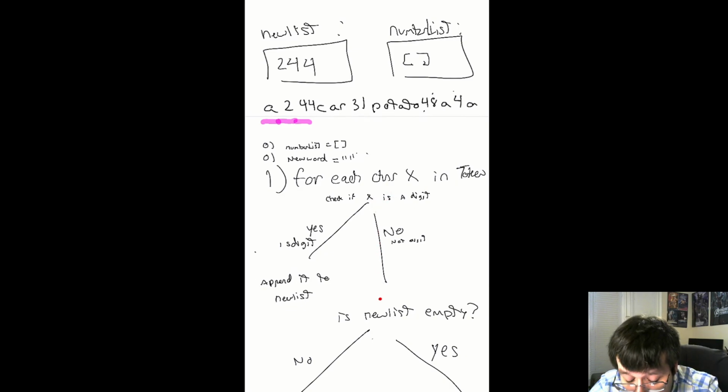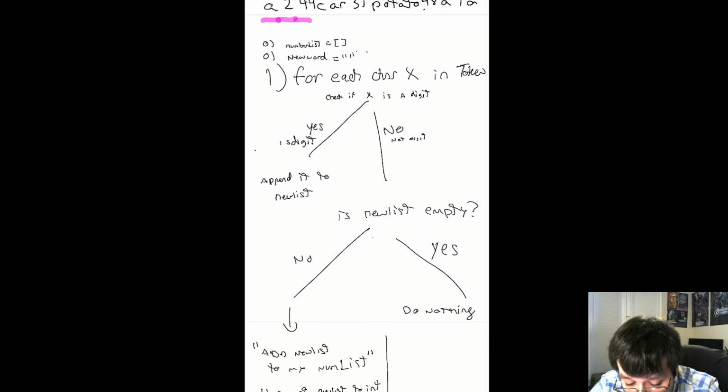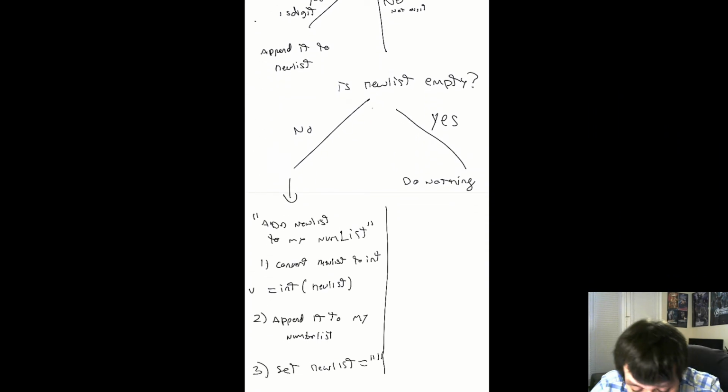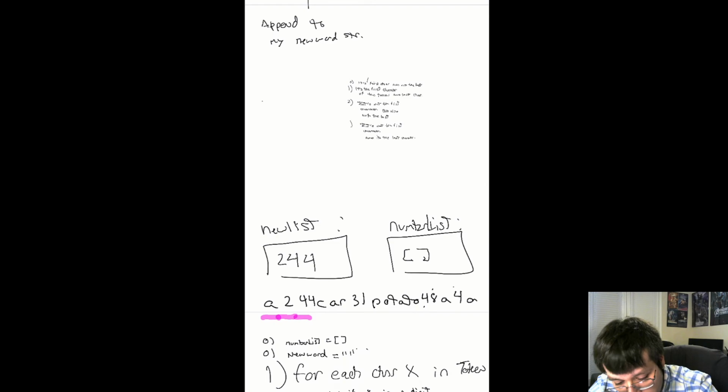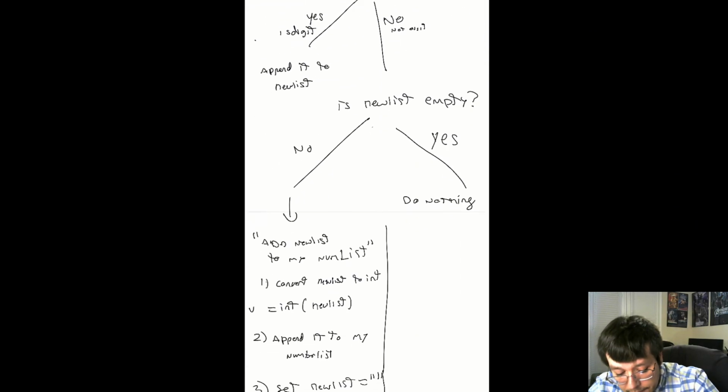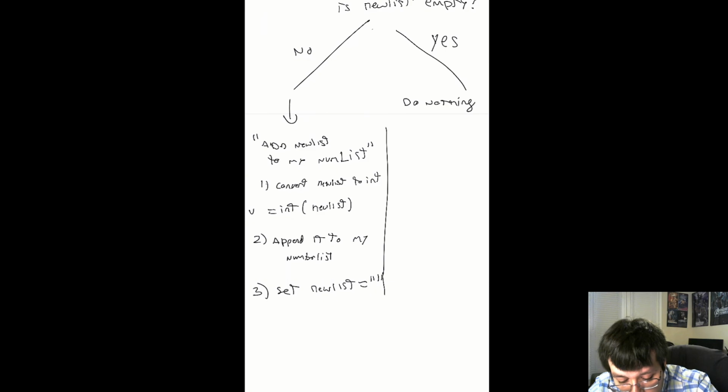So we go here. So is new list empty? New list is not empty. So therefore we go into the no. So what are we going to do? Add new list to num list. But again, that's just sort of my explanation, but I got to run through the individual steps, which are, okay, convert new list to integer in V. So I need another variable here actually called V that stores what I have. So V is going to contain 244, but now this is actually an integer versus a string. Okay, that's step one. Step two, append it to my number list.